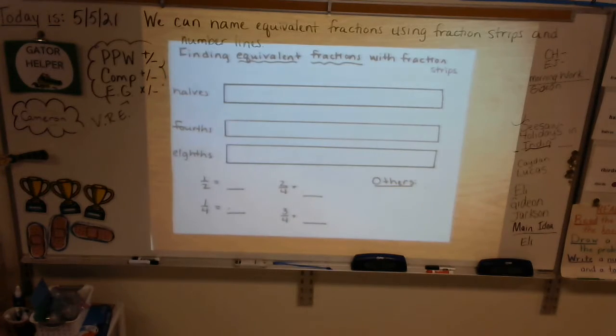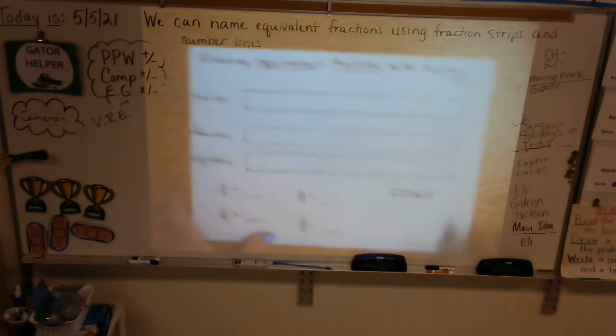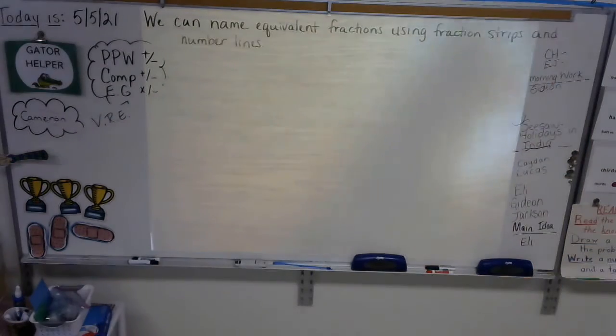So we have to do the partitioning. We've got one fraction strip that we want to represent thirds, and we've got another fraction strip that we want to represent sixths.